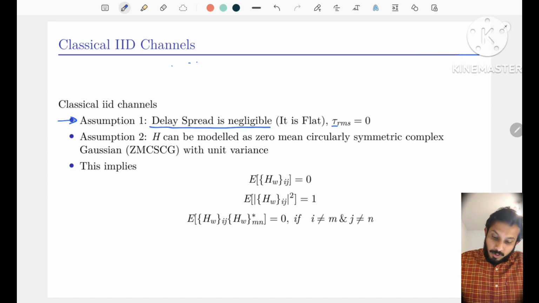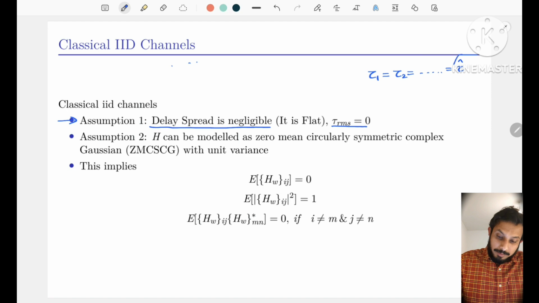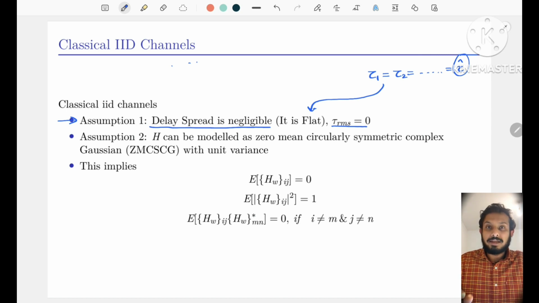That means tau RMS is equal to 0. And this implies that the delays corresponding to each of the multipaths are equal to tau hat. That means all the delays are equal. And this is the scenario when we have flat fading conditions. So the first assumption is that we need to have a flat fading scenario.